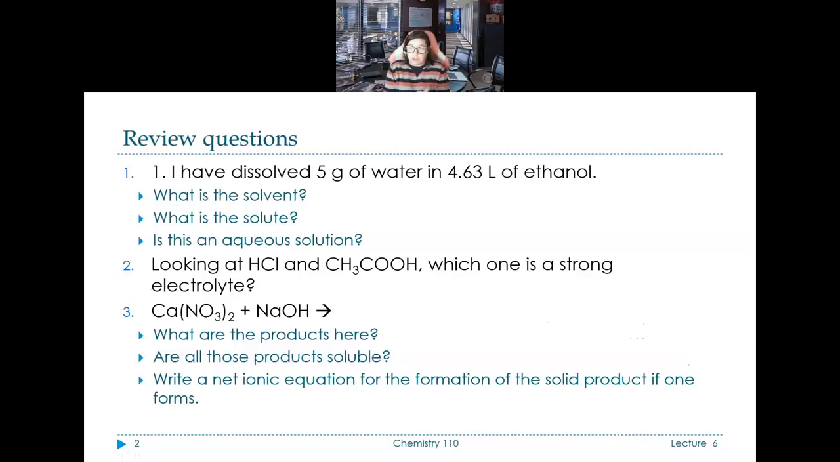So with the review questions, I have 5 grams of water in 4.63 liters of ethanol. So what's the solvent here? Well, which one is bigger? 4.63 liters of ethanol. So ethanol is the solvent. The solute, the smaller amount that's dissolved in that, is the 5 grams of water. Now, is that an aqueous solution? Actually, the answer to that is no, because it's not something dissolved in water. It's water being dissolved in something else. So it's sort of a trick question, but it's not actually an aqueous solution. So you need to know that that's the case.